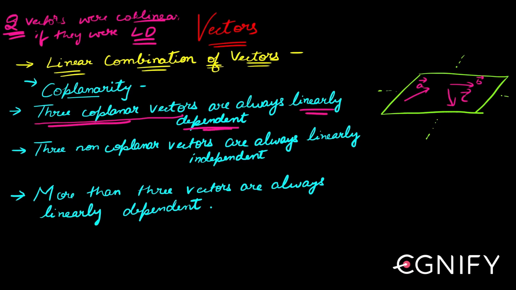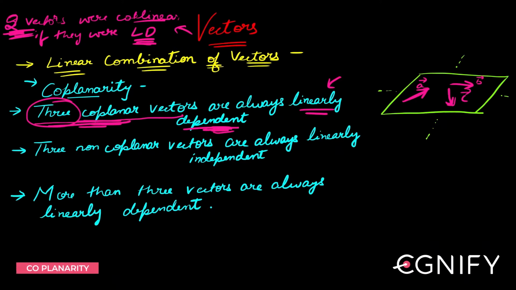So it's very similar. The property there and the property here is very similar, just that we were dealing with two vectors there, and here we are dealing with three coplanar vectors, right? And in both the cases, if they had to be collinear, they had to be linearly dependent, and here also if these three coplanar vectors have to be linearly dependent. So if I say that I have three vectors a, b and c in the same plane, if they are coplanar, that would mean they are linearly dependent.